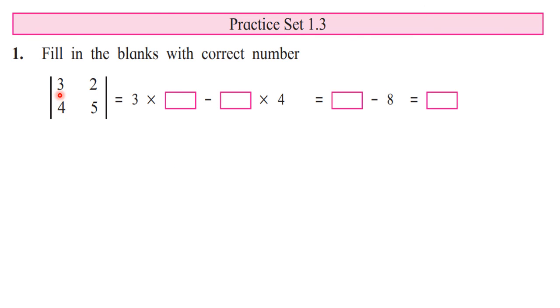So here they have given you one determinant and you solve it. See, 3, 2, 4 and 5 are the elements of this determinant. So you have to go for cross multiplication. 3 into 5, so what you will have in the first box is 5. Minus sign is there by default. Then you have 2 into 4.